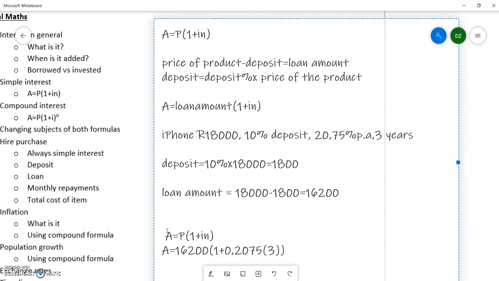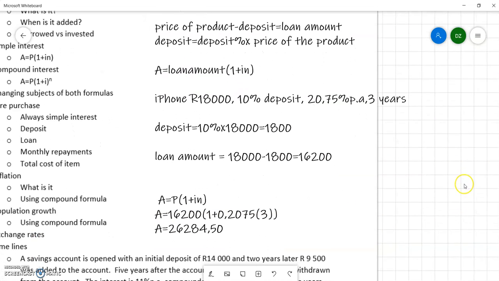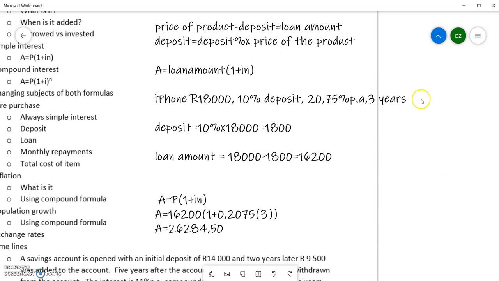And I just put it into my calculator, so 16,200 timesing it with 1 plus 0.2075 times 3. And I get an amount of, and you should be doing this with me. If you don't, then you're not taking opportunity to practice. So I get a loan amount which includes the interest of 26,284 rand and 50 cents.